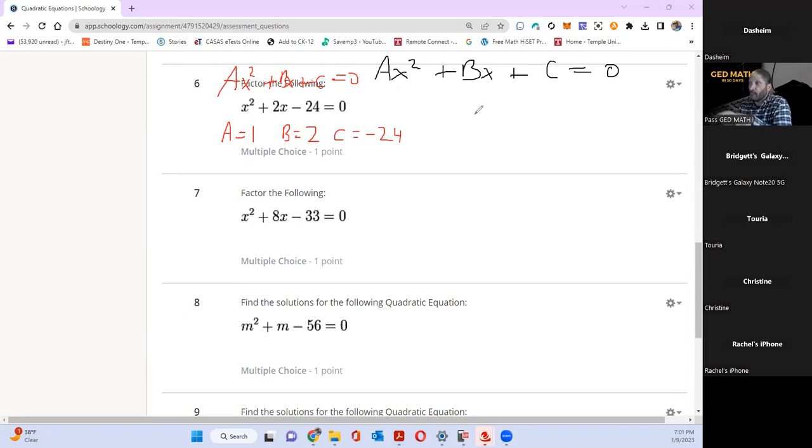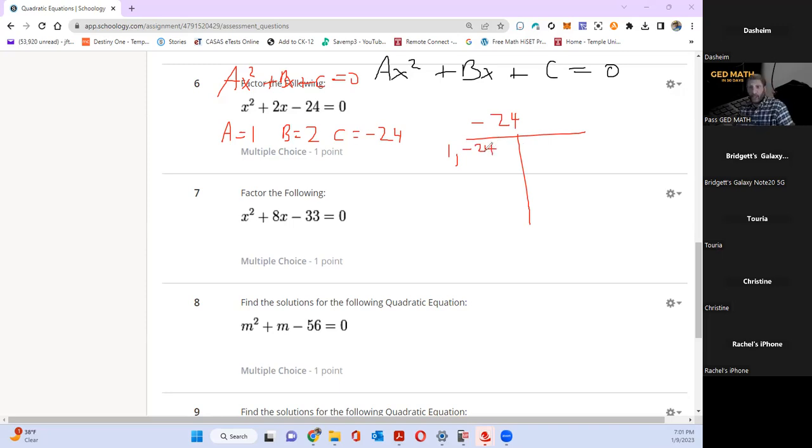If a is 1, I want you to factor c. I want you to find the factor pairs of negative 24. So what two numbers can I multiply together to get negative 24? 1 times what? Negative 24.